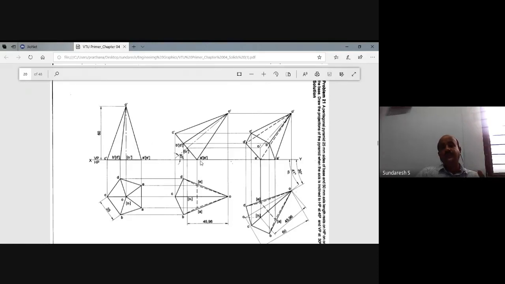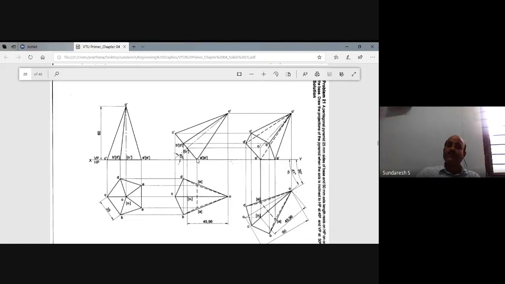Then we will get a reference to construct the front view, or you can transfer the front view. But be careful that the angle of inclination of the line C dash and A dash should always be 90 minus the angle at which the axis is inclined. Okay, so if the axis is inclined at 50 degrees, the line should be inclined at 90 minus 50, which is 40 degrees. So please remember that. If it is 45, not an issue.